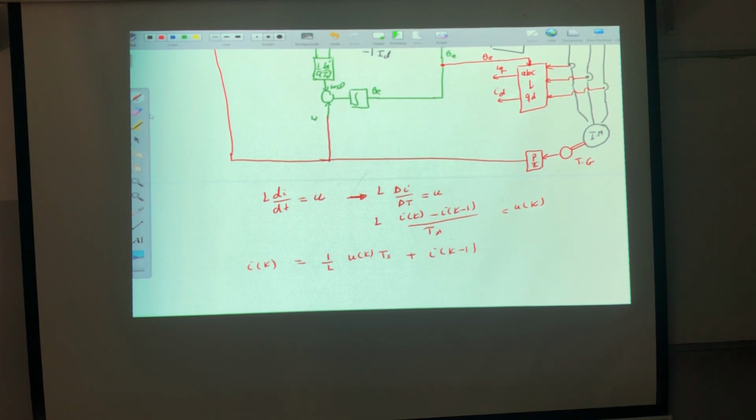In this case, lambda ds will equal to lambda, while lambda qs is equal to 0. But simply there, I need to solve the linear equation.